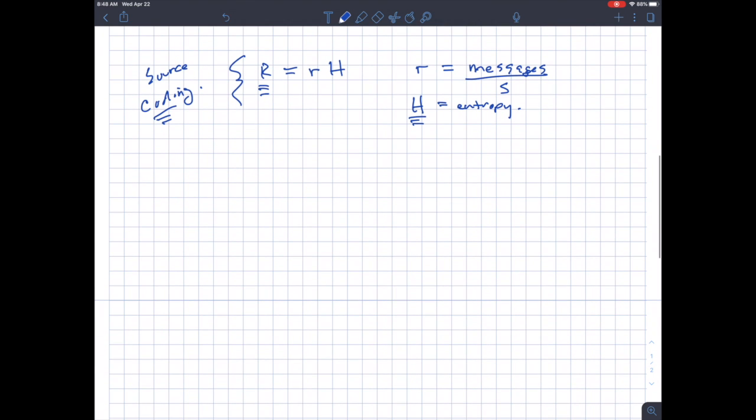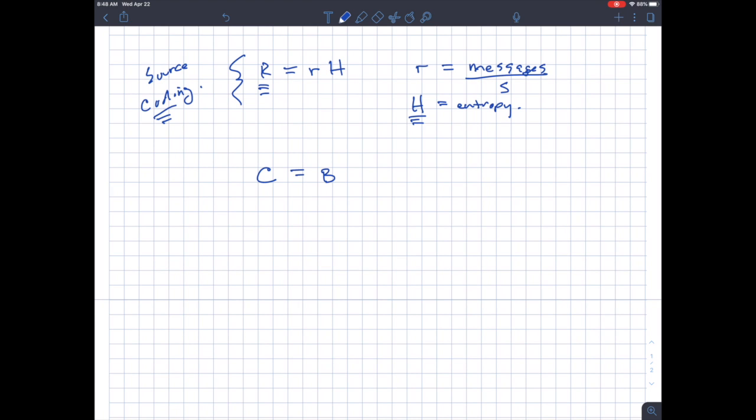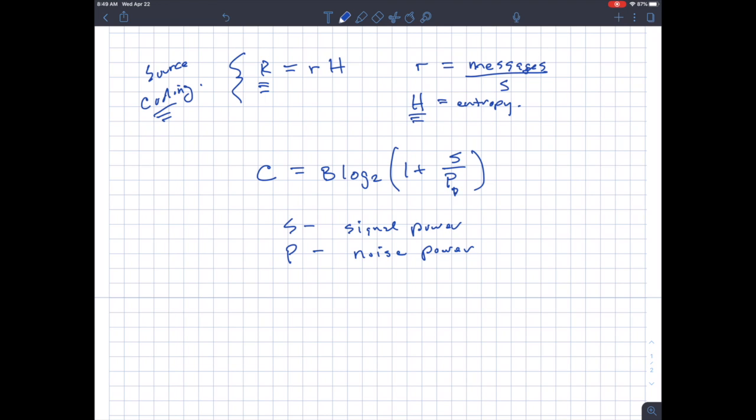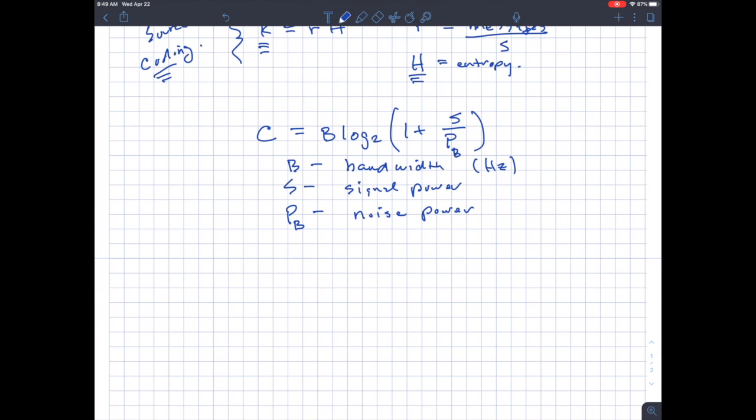So the idea here is that there's a channel capacity, and C is given by the bandwidth of the channel. You take log base 2 of 1 plus the signal to noise ratio, where S is the signal power and P is the noise power. This is matching the notation in your textbook. I'm going to add a little subscript B here, and by the way, B is bandwidth in hertz. I'm going to add a subscript B because it turns out noise power is a function of bandwidth.